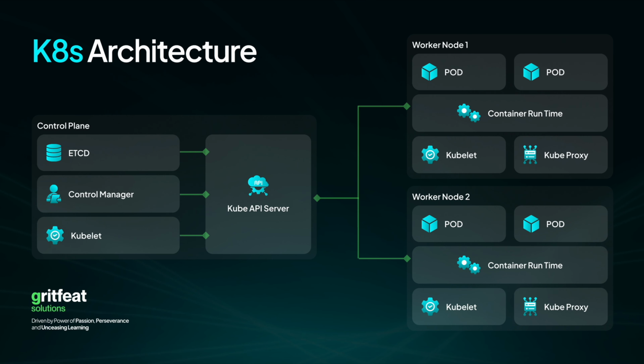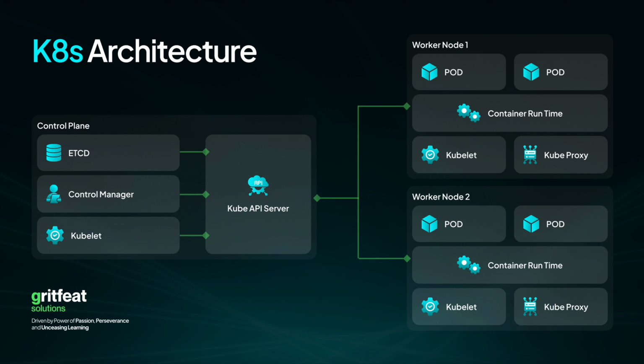Architecture. On the left is the control plane, our main command center. This is where decisions are made by components like etcd, the controller manager, and the kube API server, which is like our central communication tower.